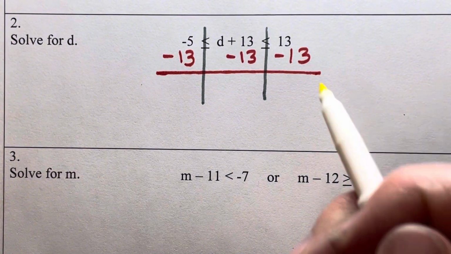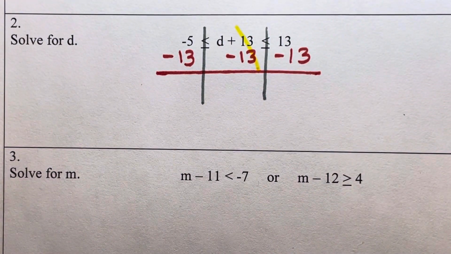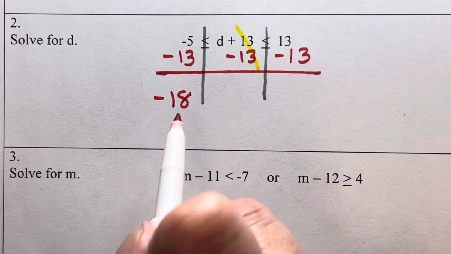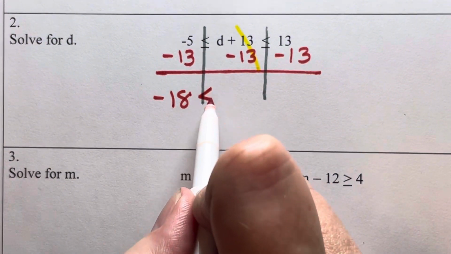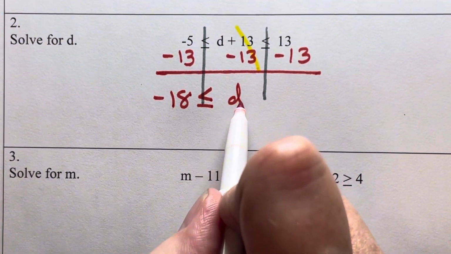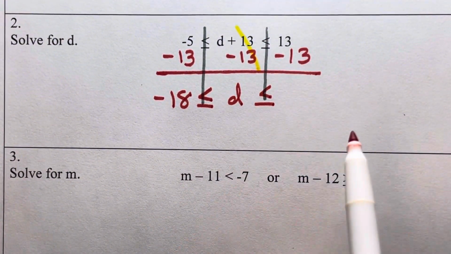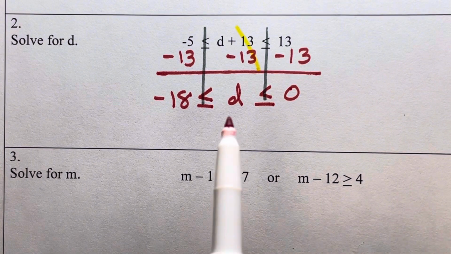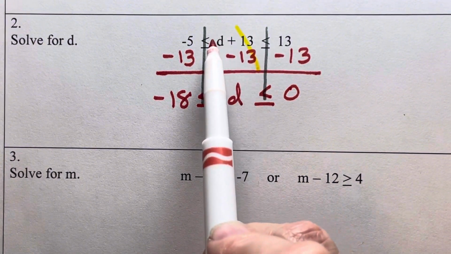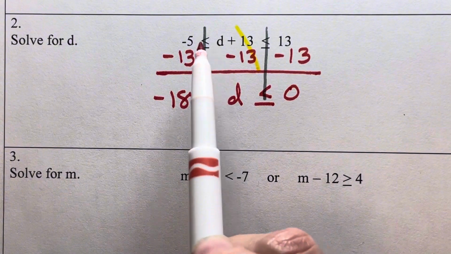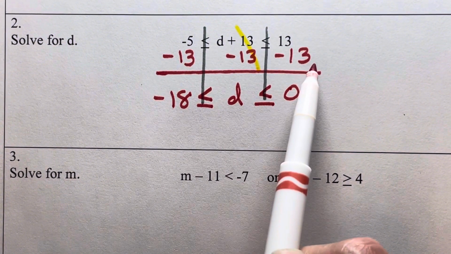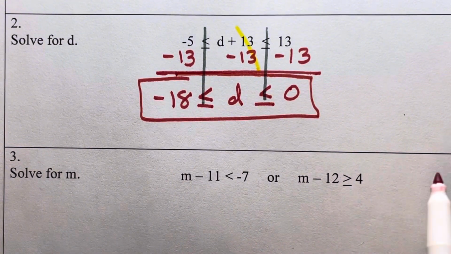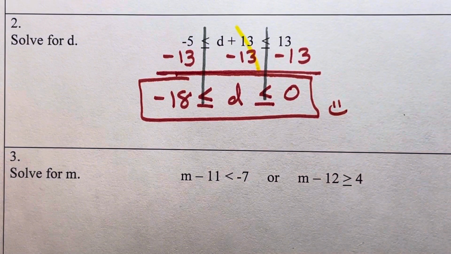So the 13s in the middle cancel out by design. Negative 5 minus 13 is negative 18, which is less than or equal to d, which is less than or equal to 13 minus 13, which is 0. So we subtracted 13 that was in the center with our variable on both the left and the right sides of our inequality to get our final answer in one clean statement. And there you go.